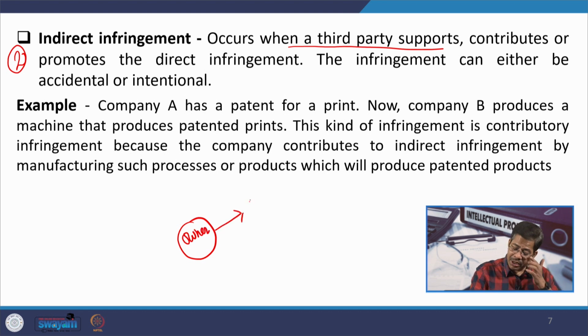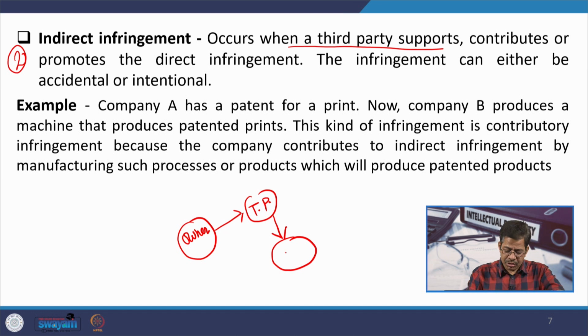Now, owner to a third party, and this third party is giving to a person who is infringing. He is the infringer. So, in this way, this is not a direct infringement, but through this third party involvement, it is the indirect infringement. This third party is actually promoting the direct infringement. The third party is supporting or providing the technologies from this owner.